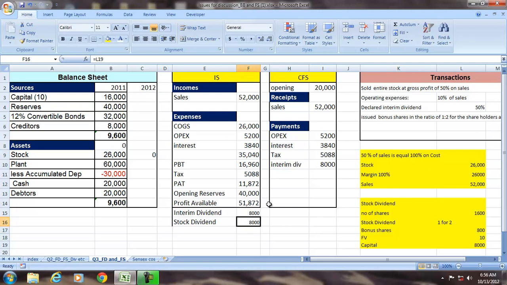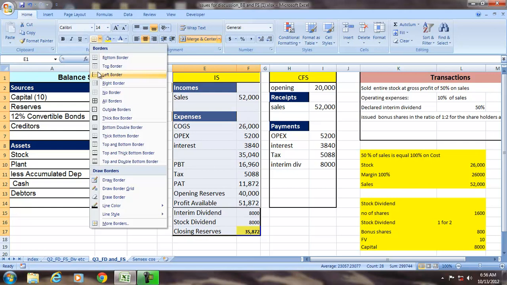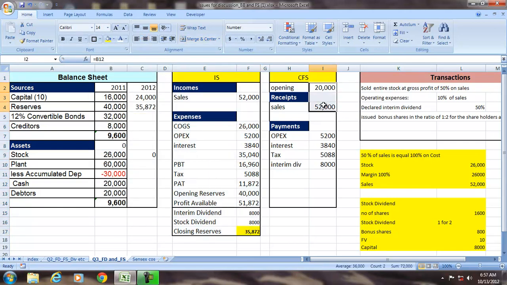and the stock dividend is not a cash flow, but it is added to the capital because it increases the number of shares. So the reserves available at the end, the closing reserves, is equal to 51,000 minus 8,000. That is the closing reserve, and the closing reserve will be transferred to the balance sheet. So the income statement is done. We can find the cash in hand now by deducting the payments from the cash available.